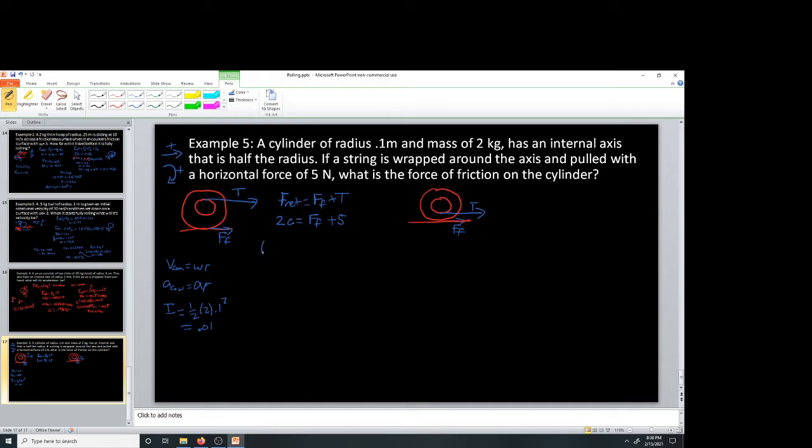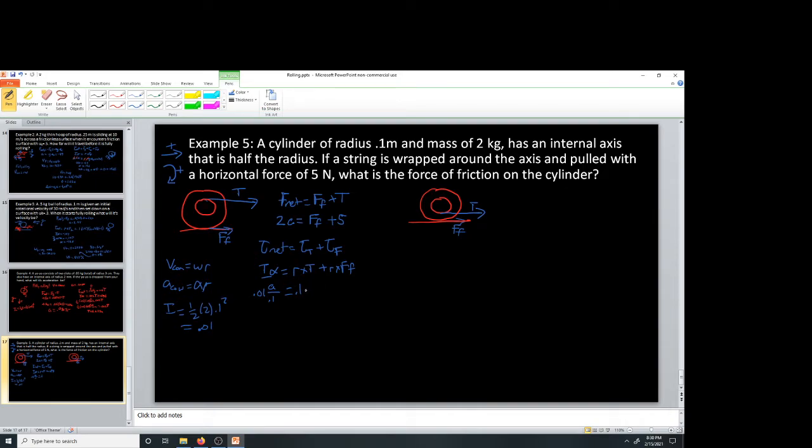Okay, I also need torque. Torque net is equal to torque of the tension plus torque of friction. So this is I alpha, R cross tension plus R cross force of friction. So I alpha, this is 0.01. I can go and put this in. This is going to be A over 0.1 is equal to 0.1. The tension is going to make it spin clockwise.